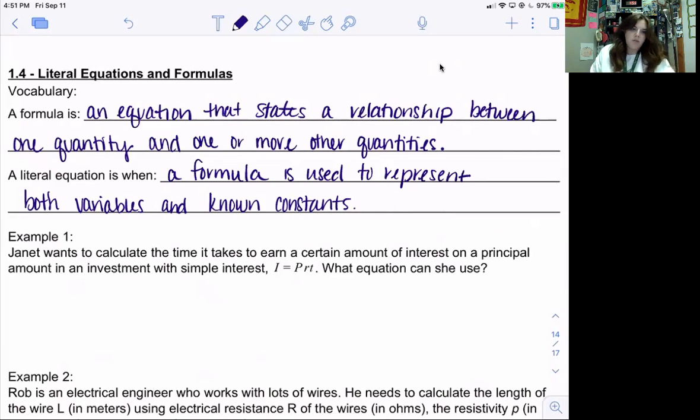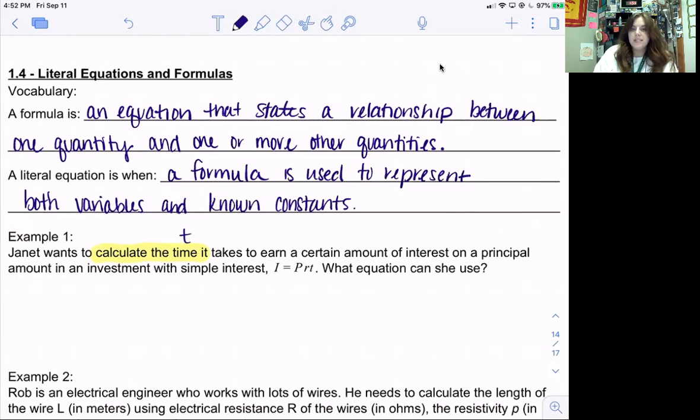Okay, so example 1. Janet wants to calculate the time it takes to earn a certain amount of interest on a principal amount in an investment with simple interest. I equals P times R times T. What equation can she use? So first thing we want to decide is what is Janet solving for? Which variable? So she wants to calculate the time. Okay, so since we want to calculate time, that means we're solving for T.